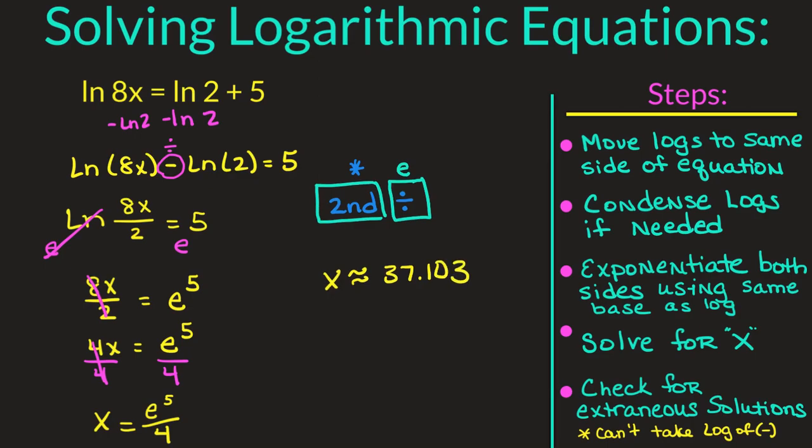37.103. Don't forget, you still need to check to make sure that this solution is not extraneous, meaning that when I plug it back into the original equation, up here in the top where this 8x is, if I take this positive value and multiply it by 8, it's still going to stay positive. And there's nothing else on the other side that I need to check. So this would be considered a good, valid solution.